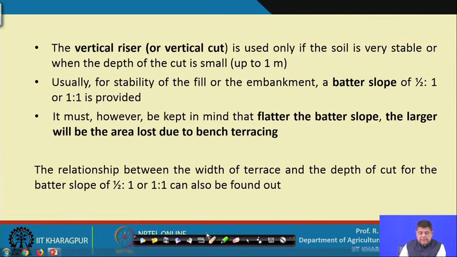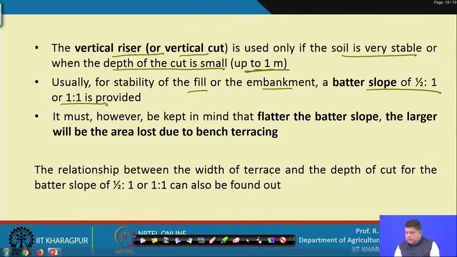So, the vertical riser or the vertical cut is used only if the soil is very stable or when the depth of cut is small, that is only up to 1 meter. So, if the depth of cut is limited to 1 meter and the soil is stable, then only we go for vertical risers. Usually, for the stability of fill or embankment, a better slope of half is to 1 or 1 is to 1 is provided. Typically, we use a batter slope. It must however be kept in mind that the flatter the batter slope, the larger will be the area lost due to bench terracing, which is quite obvious, because if we draw a bench here, let us say that this is the land slope.